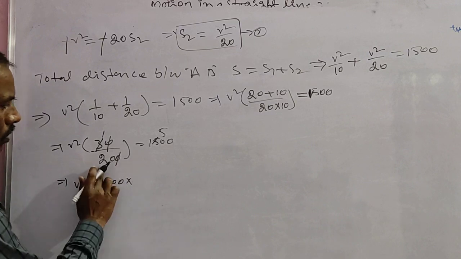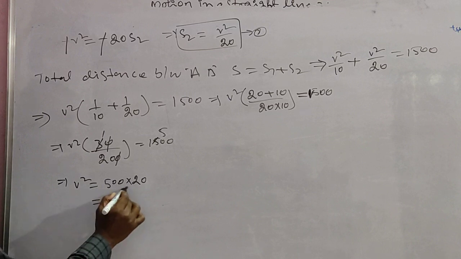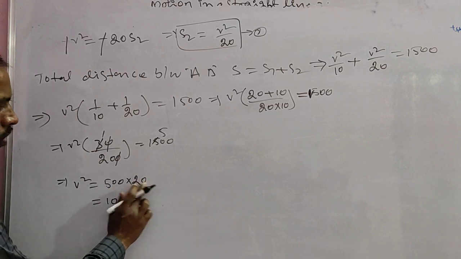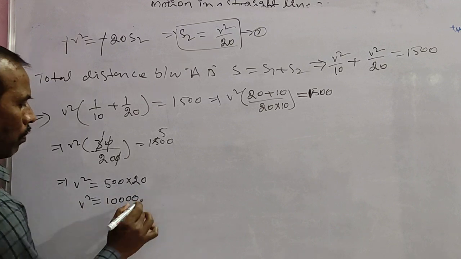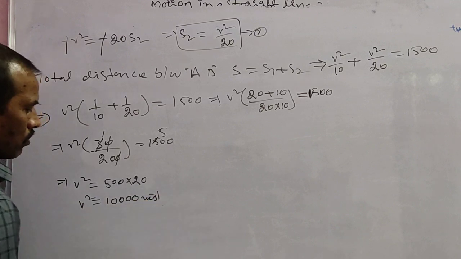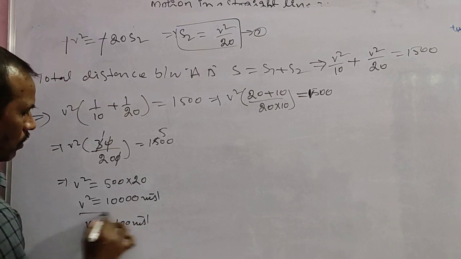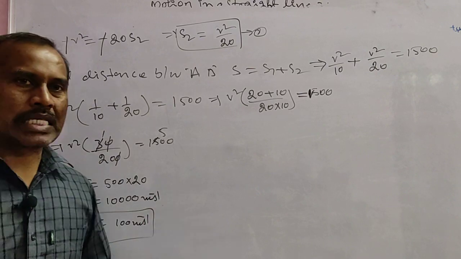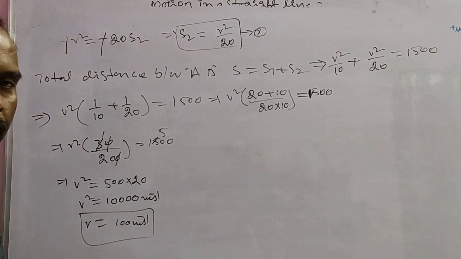This is a cross multiplication with 20. So simplifying, 5 twos are 10, and the remaining zeros are 1, 2, 3. So V square is equal to 10,000 meter square per second square. So V is equal to 100 meters per second. This is the maximum velocity of the particle, or the maximum velocity of the scooter: V is equal to 100 meters per second.